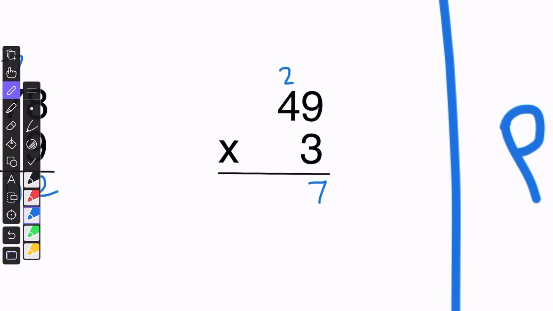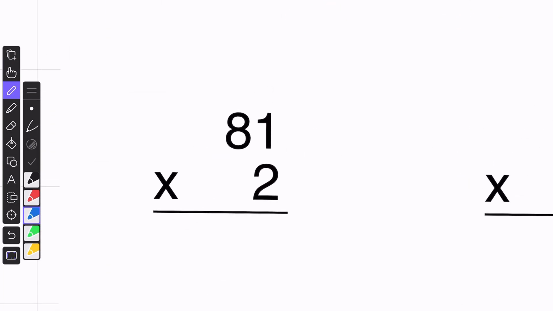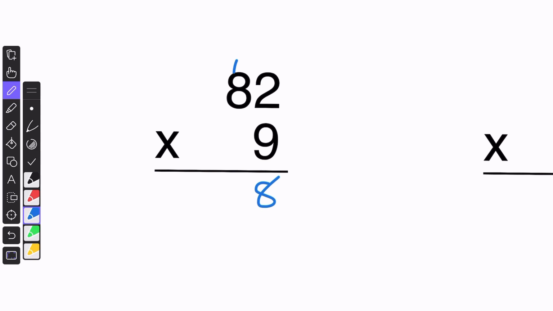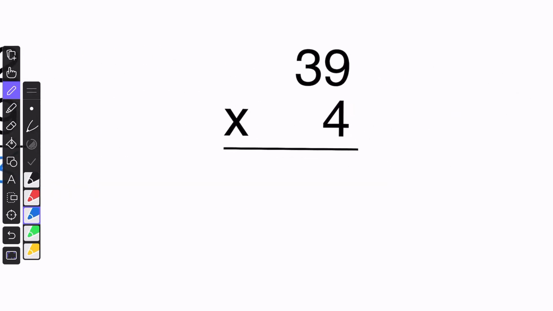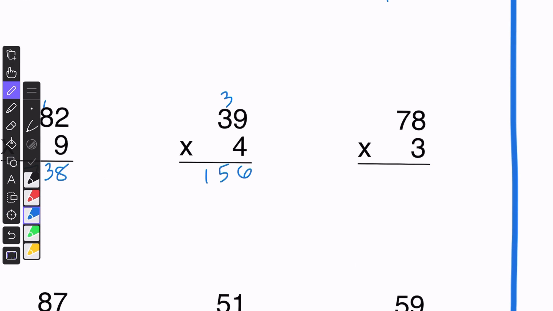7, carry the 2. 12 plus 2 is 14. 2, don't have to carry anything. 73, because 72 plus 1. 15. 4, 2, 23.